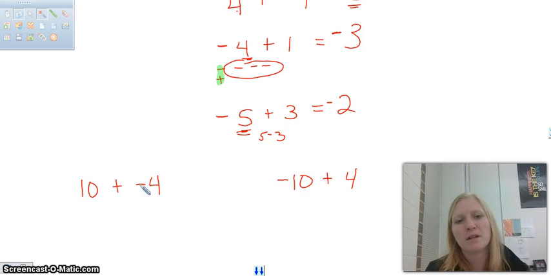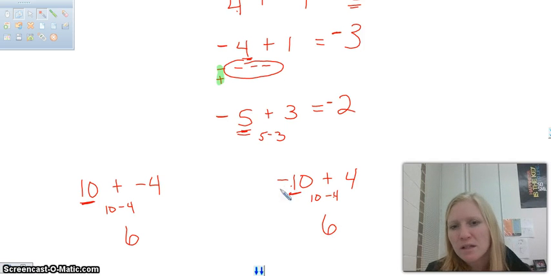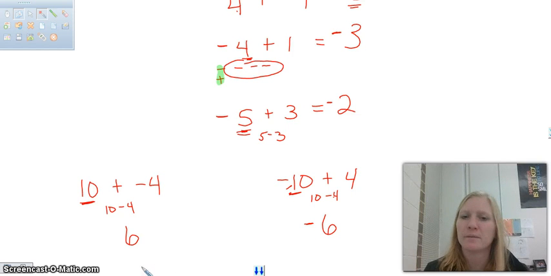Okay, so 10 plus negative 4. One is positive, one is negative, so we subtract. 10 minus 4. What's 10 minus 4? 6. Yep, 6. 10 is bigger, 10 is positive, so my answer is positive 6. On this problem, negative 10 plus 4, I still do 10 minus 4. 10 minus 4 is 6, but the 10 is bigger, and the 10 has this minus sign right here. So that means my answer is negative 6, or minus 6.